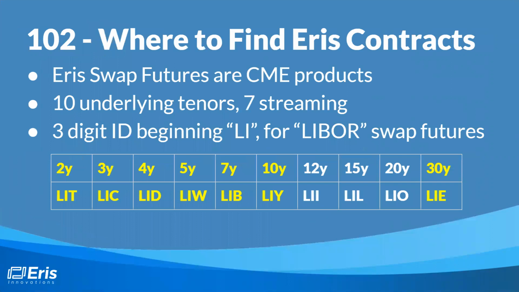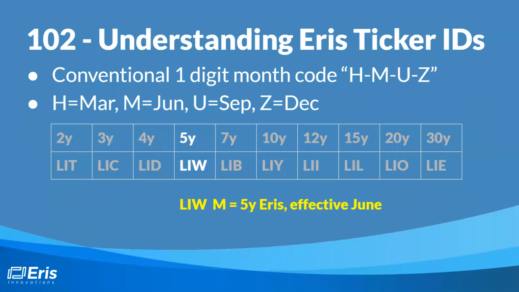Every Eris contract has a 3-digit ticker ID associated with an underlying tenor, starting with LI, as in live or swap futures. Those first 2 letters will be different for Eris SOFR index swap futures when those come out later this year. Like many other futures, Eris contracts coincide with quarterly IMM dates, and we follow a similar 1-digit month code: H for March, M for June, U for September, and Z for December.